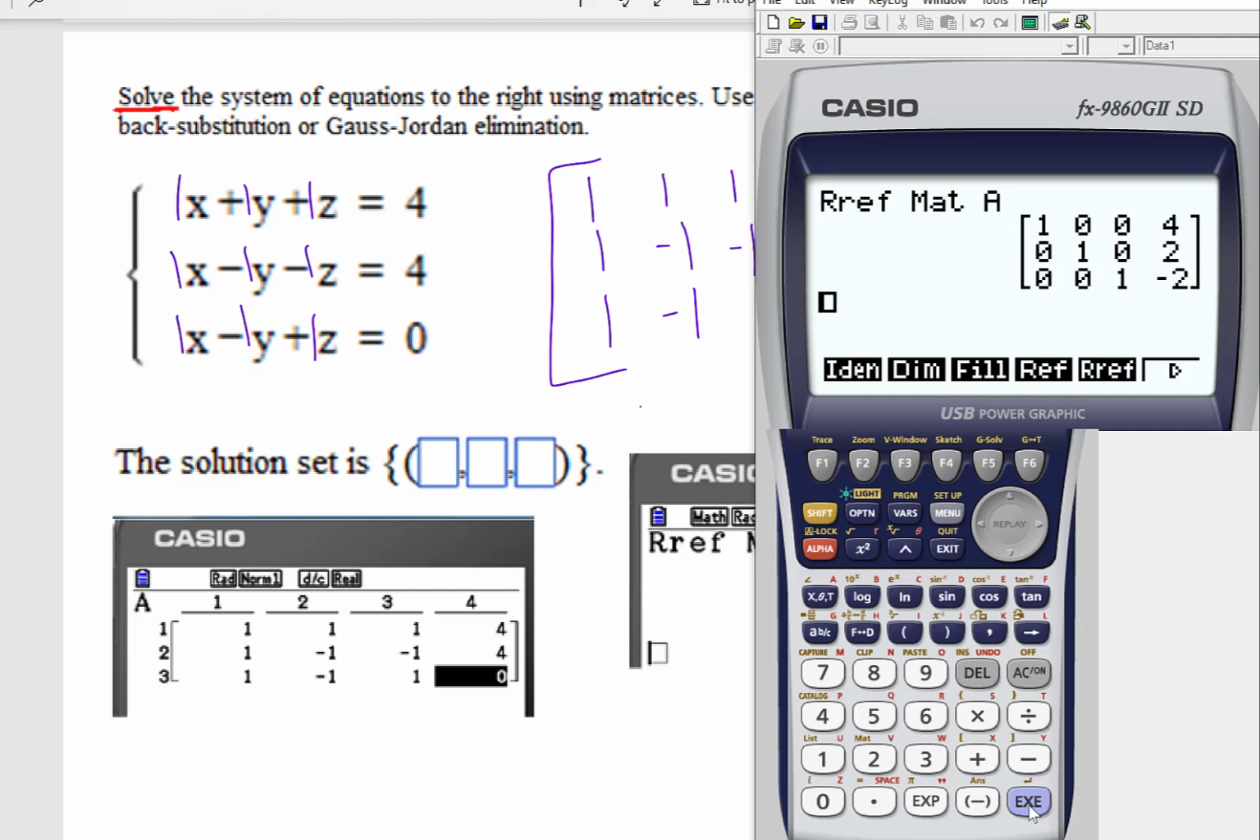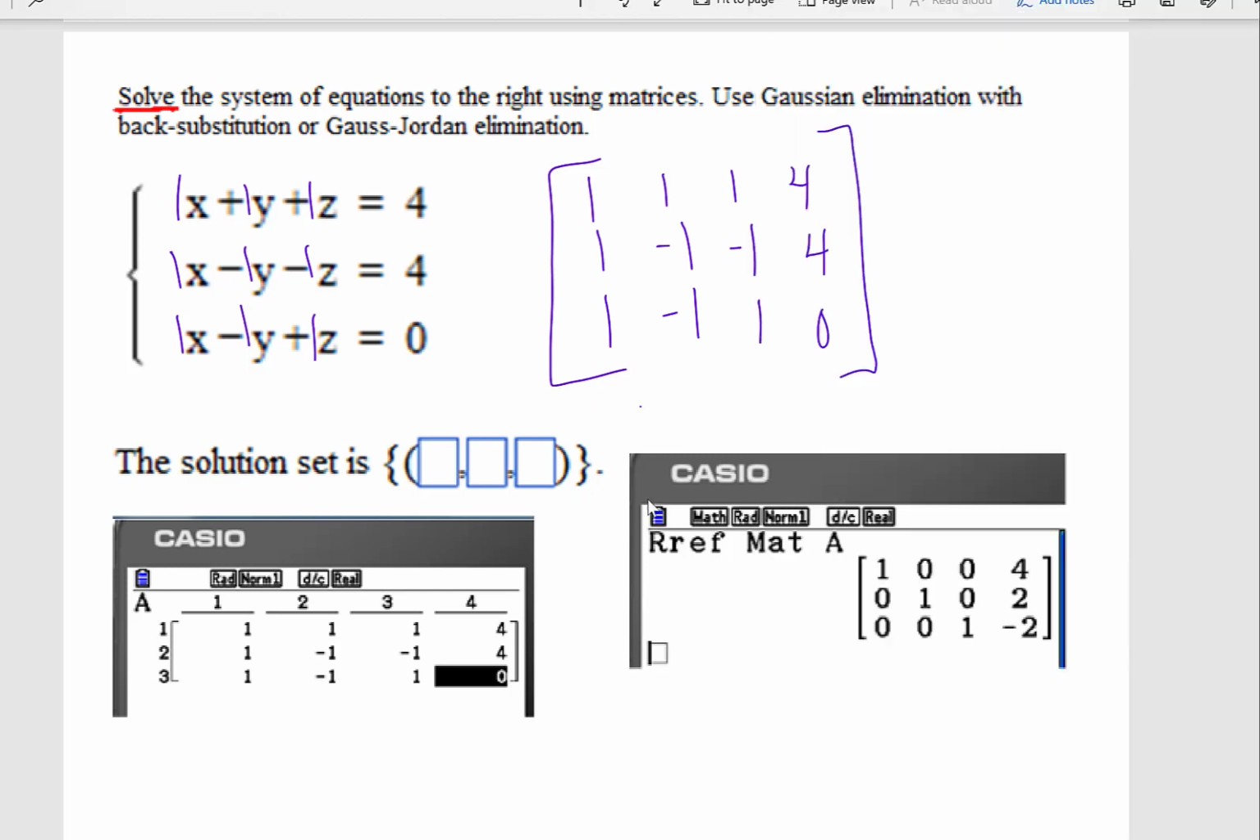And voila. So again, look at this. It shows 1x equals 4, 1y equals 2, and 1z equals negative 2. So 4, 2, negative 2. Oh, they have a place for it right here. 4, 2, and negative 2 is my solution set.